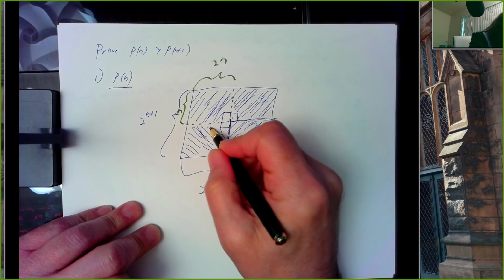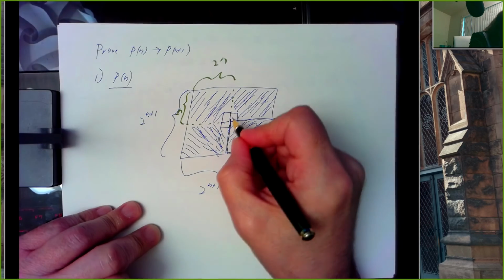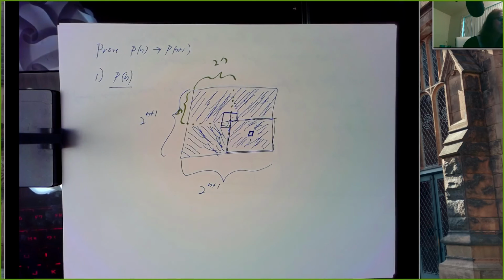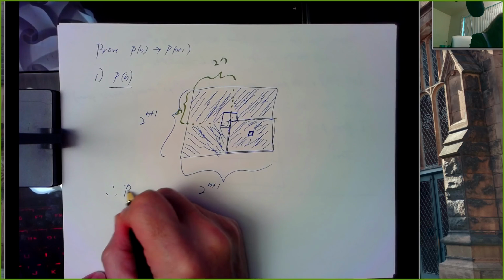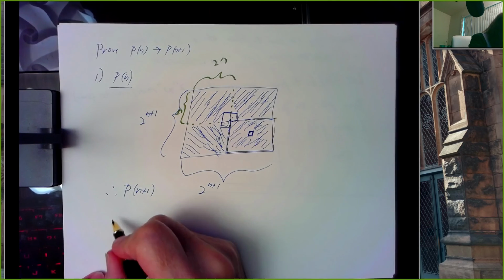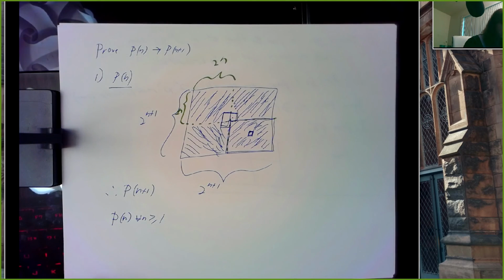And so now I've got my entire room tiled except for this little L-shaped piece, and I take one more tile and I fill it in right here, and I'm done. I've tiled my 2 to the n plus 1 room. So I've proven P of n plus 1, and therefore by mathematical induction, P of n for all n bigger than or equal to 1.